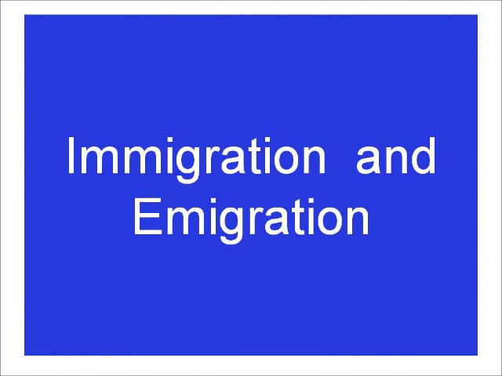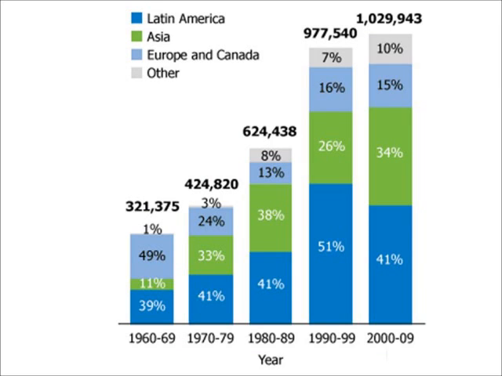Immigration adds to the population, and emigration subtracts from the population. Immigration has added to the growth of the U.S. population ever since its founding. This chart, created by the Population Research Bureau, shows the annual number of legal U.S. immigrants by country of origin for the last 50 years. Immigrants make up about 10% of the U.S. population and contributed to about 1/3 of the population growth over the last 2 decades.